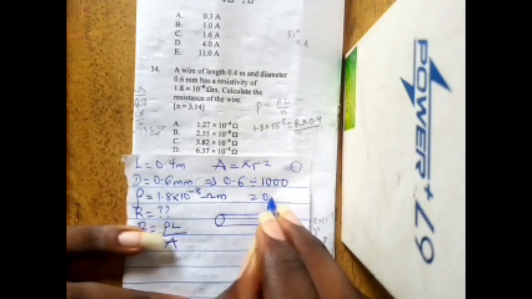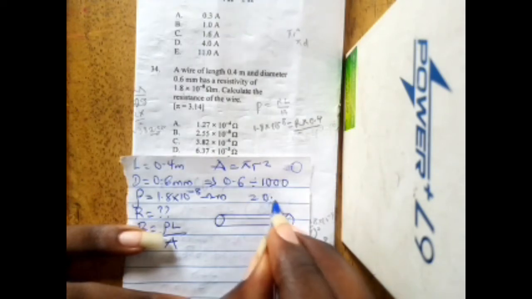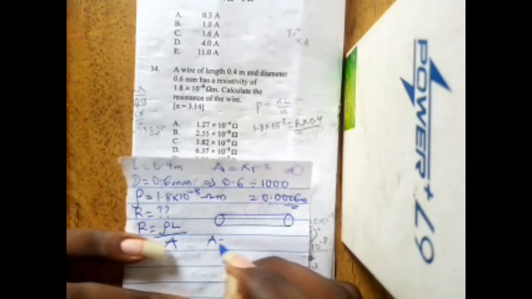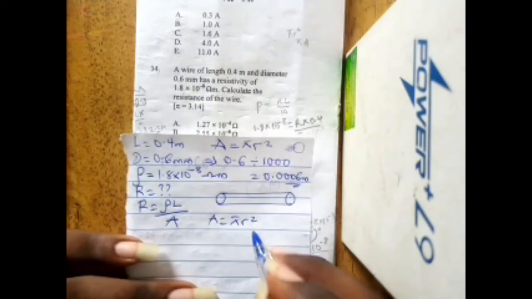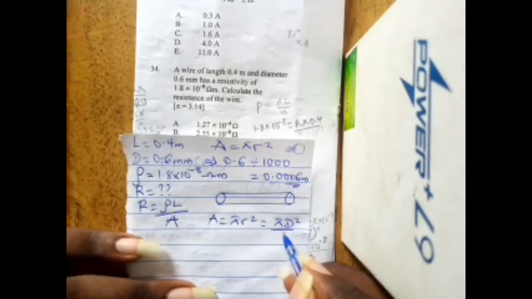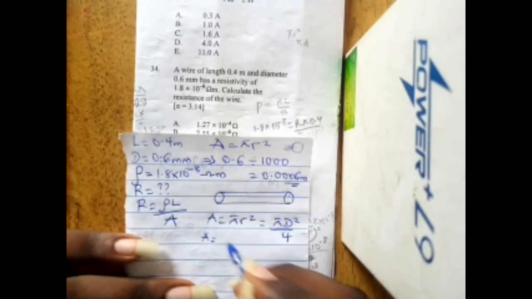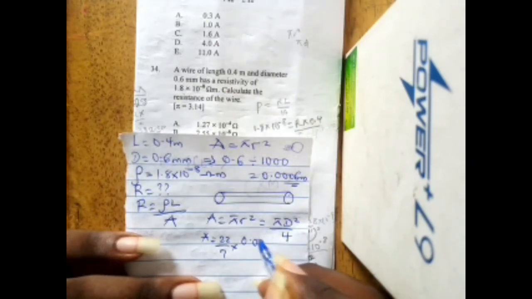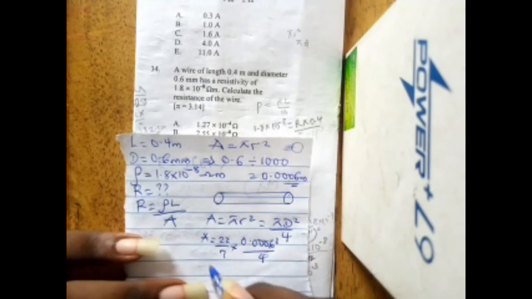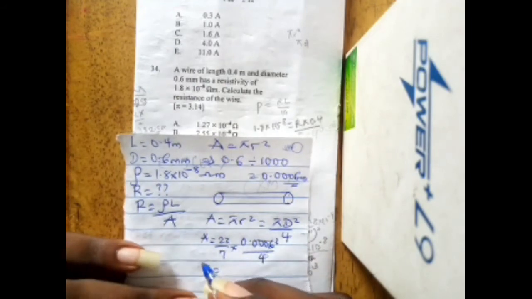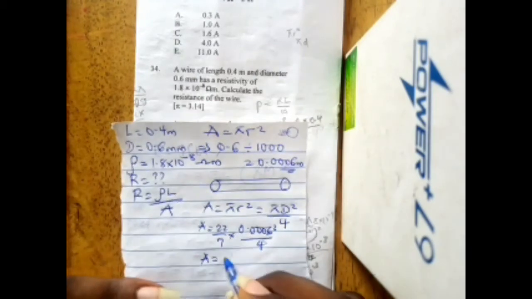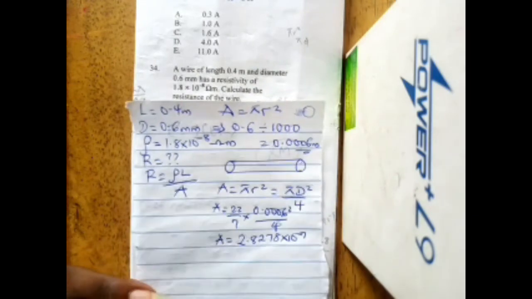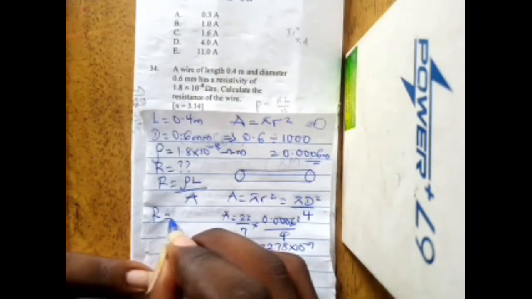This gives me 0.0006 meters. So my area is equal to πr². Area is also equal to πd² over 4. So my area is equal to 22 over 7 times my diameter squared over 4. So I have my area already, so I can find my resistance from this.